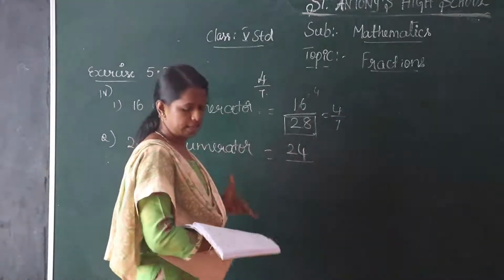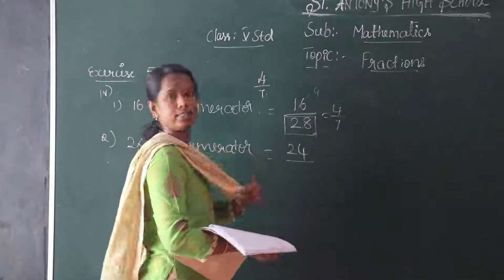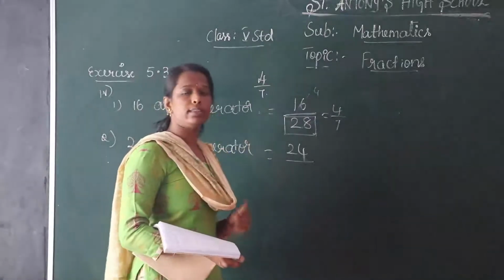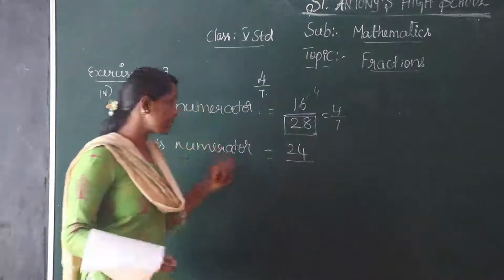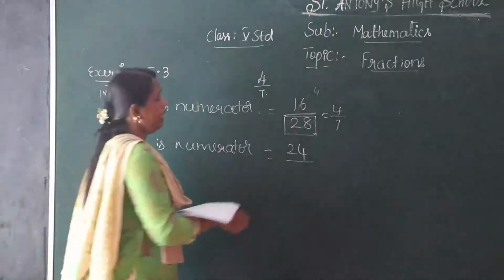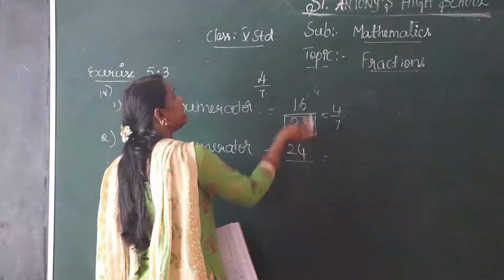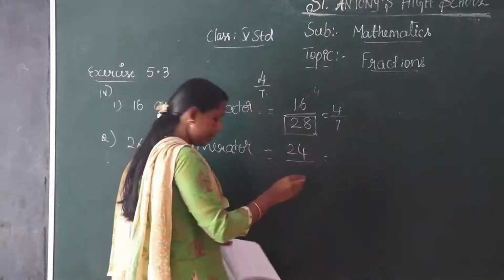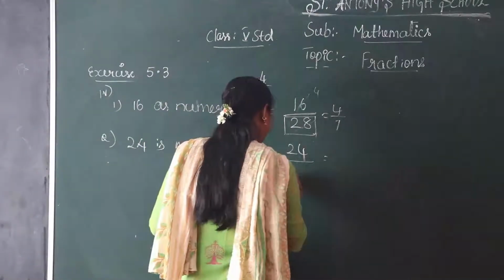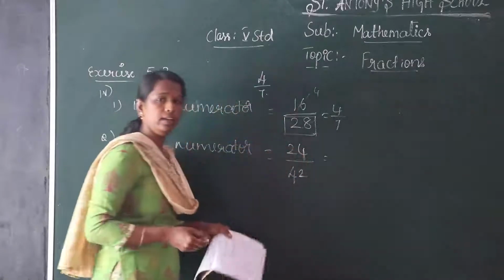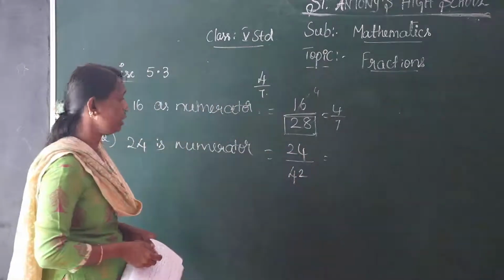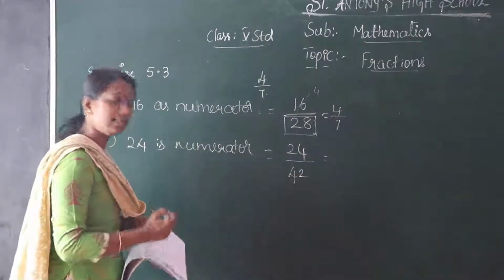Then next table we can take the 6th one. Okay. 6 1s are 6, 6 2s are 12, 6 3s are 18, 6 4s are how much? 6 4s are 24. Okay. So 6 7s are how much? 42. 6 7s are 42. 6 5s are 30, 6 6s are 36.